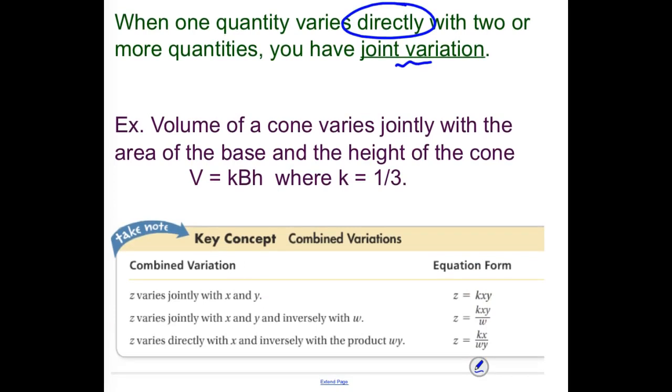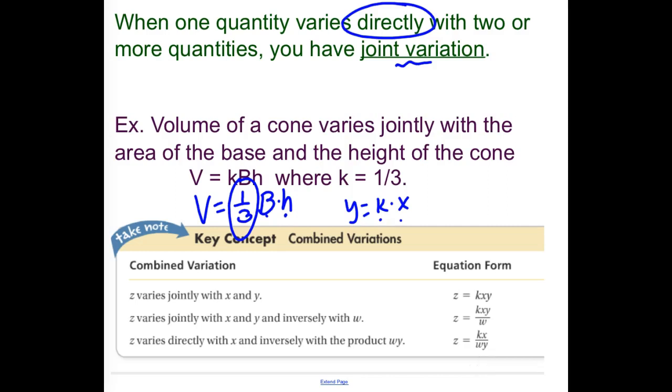All right, so our example, it says the volume of a cone varies jointly with the area of the base and the height of the cone. Do you remember that formula from geometry? Volume of a cone is 1/3 the base area times the height. Okay, so this 1/3 is our constant of variation. That's our k value. We're multiplying by b and h, similar to y equals k times x, direct variation. So we have direct variation because our constant is getting multiplied to our variable, but we have several variables. So that makes it a joint variation.